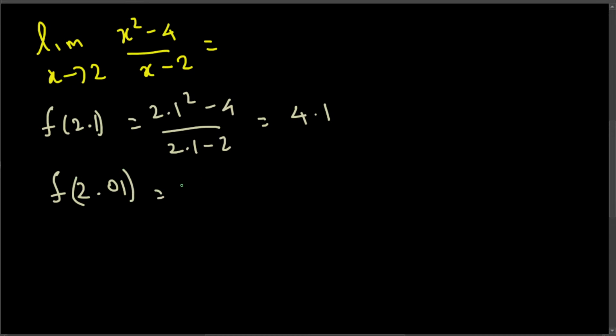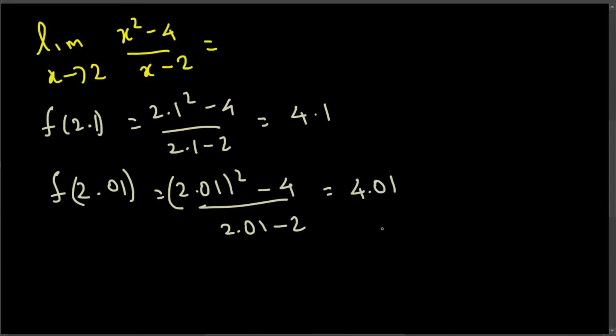So if I plug this into this equation, this is going to be 2.01 square minus 4 divided by 2.01 minus 2. And if you plug this into the calculator, you will get 4.01. Now you can see as x approaches 2, this function approaches 4. So the answer here is 4.